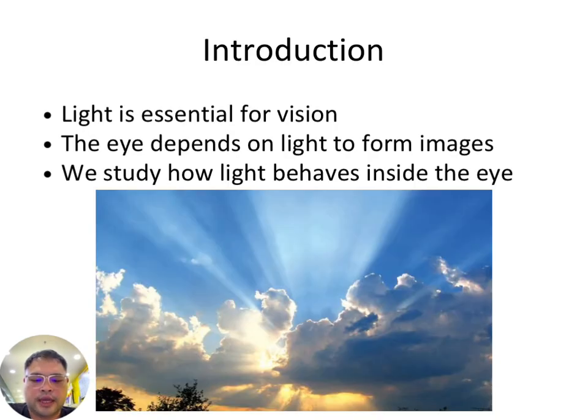We all know that light is essential for vision. Without light, we simply can't see. Our eyes work kind of like a camera. Light enters, gets focused, and forms an image on the retina. In this presentation, I will walk you through how light behaves inside the eyes, how it bends, passes, and focuses, and how this process relates to clear or blurry vision.